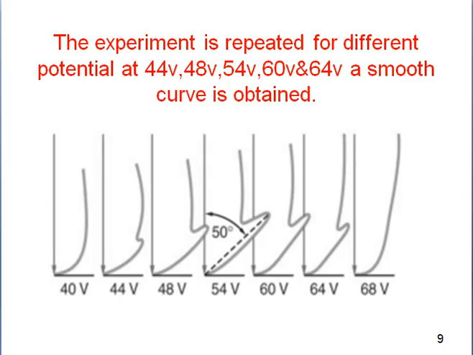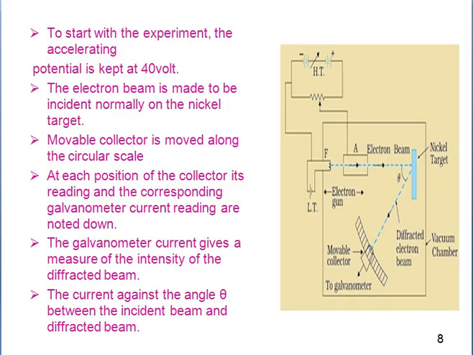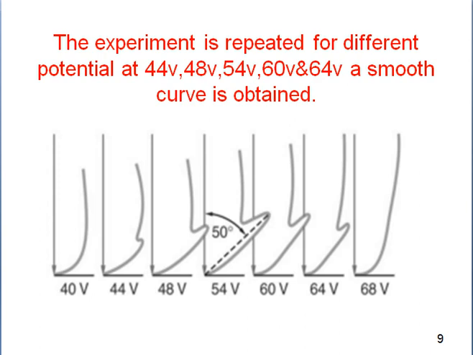Next, we apply 40 volts, then 44 volts. The experiment is repeated for different potentials, that is 40, 44, 48, 54, 60, 64 and 68 volts, and a smooth curve is obtained. When we apply 40 volts, we get this curve.